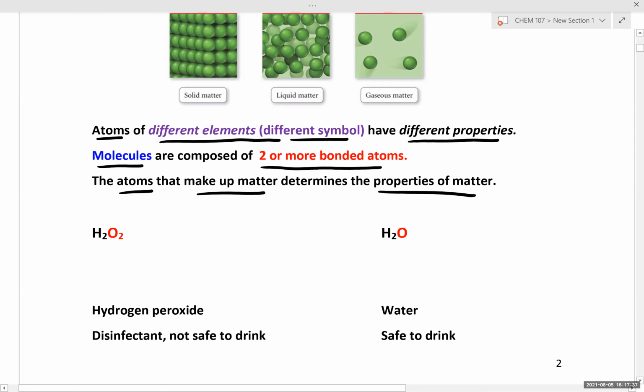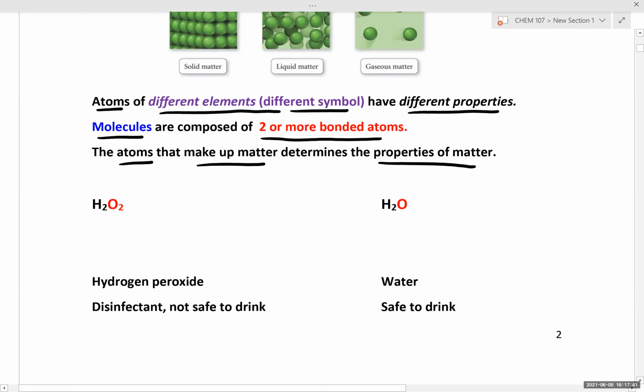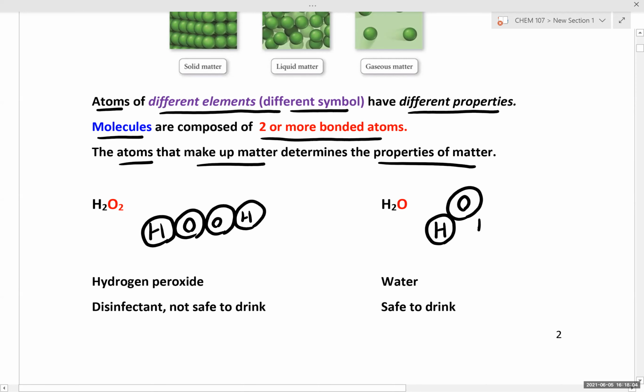So for example, if we looked at two common household chemicals, hydrogen peroxide, which has a formula of H2O2, two hydrogen atoms, two oxygen atoms, bonded in a certain arrangement. Hydrogen peroxide is a common disinfectant and it's not safe to drink. By comparison, water with a formula of H2O, two hydrogens, one oxygen, is perfectly safe to drink.